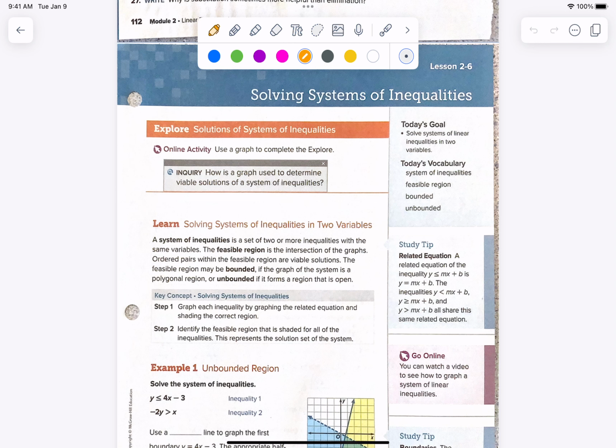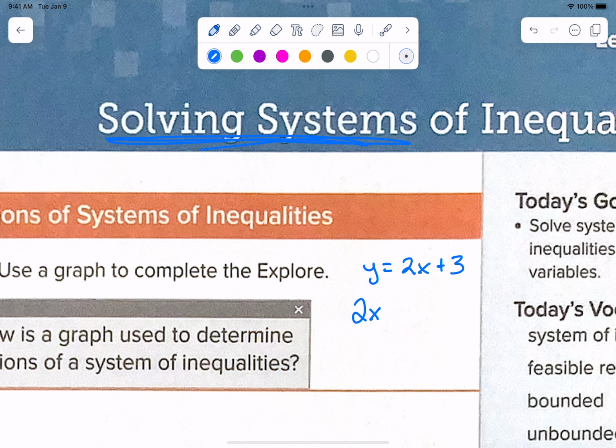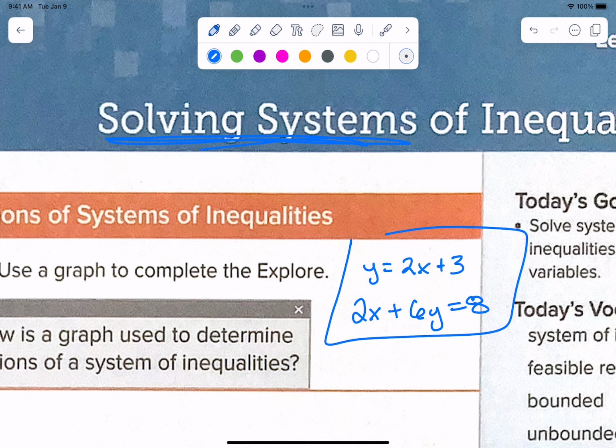Solving systems of inequalities today, though, okay? So we've done already solving systems, but we did of equations, okay? So that looked like y equals 2x plus 3, and we're setting that up with, I don't know, 2x plus 6y equals 8. Something like that. And we would do those, either by graphing or by doing substitution or elimination, we would find the place where those two cross each other, right? We're trying to find where those cross, okay?